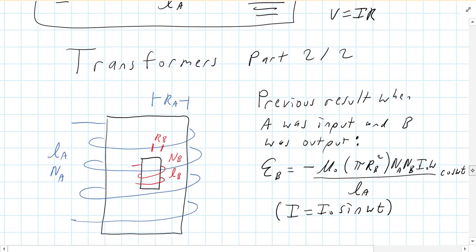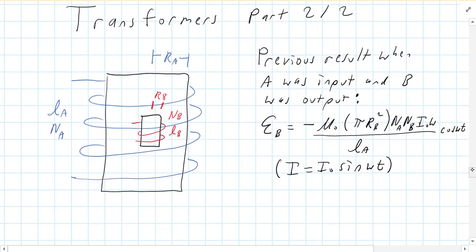So what's different about this example? Okay, well, we're going to tweak this slightly. And then I'm going to also talk about some very easy relationships in transformers. So first, the tweak. Let's say instead of the input being the blue coil, let's say the input was the red coil. So I'm going to take this current, I equals I naught sine omega t, and plug it into the red coil. And I want to figure out what's the EMF generated in the blue coil.